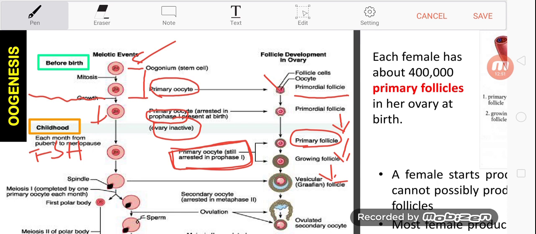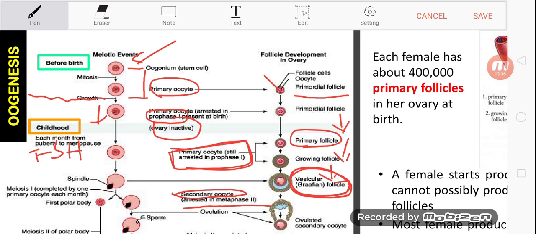When will this primary oocyte continue the meiotic division 1? When the follicles reach the most mature stage, the Graafian follicles. When the follicles enter this stage, then the primary oocyte will continue and complete the meiotic division 1. After completion of meiotic division 1, we call it secondary oocyte. That secondary oocyte will automatically start the meiotic division 2 but arrested at metaphase 2.